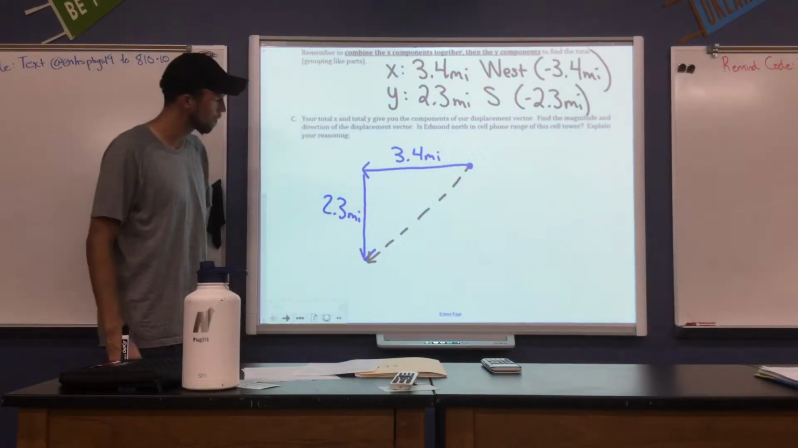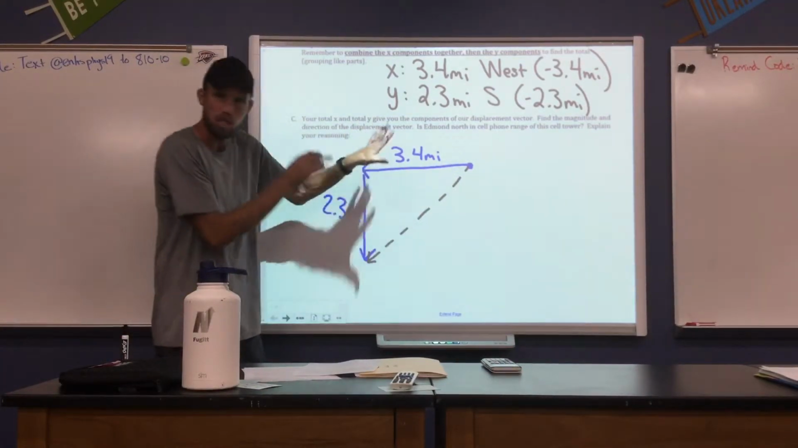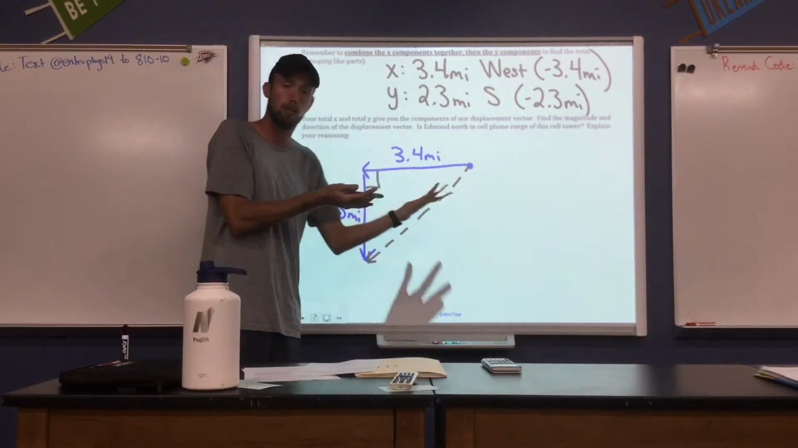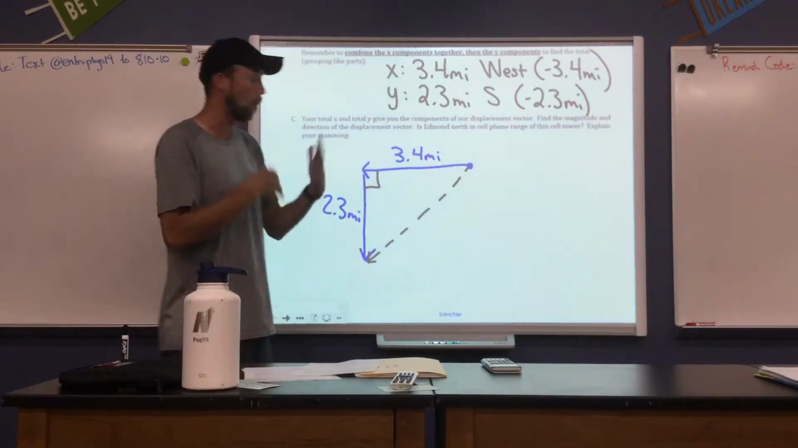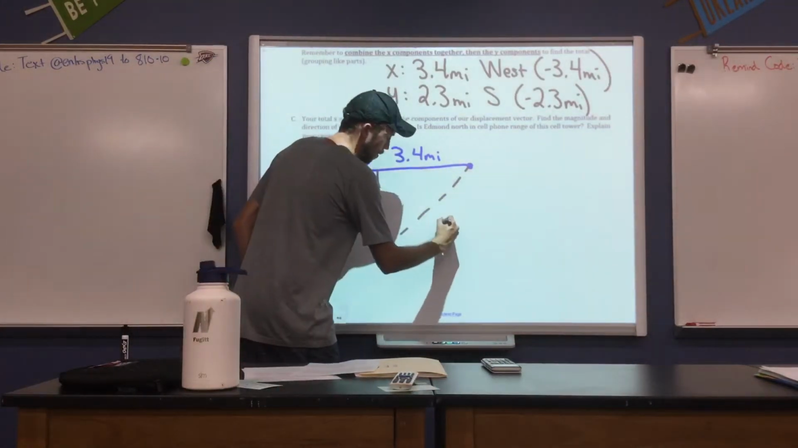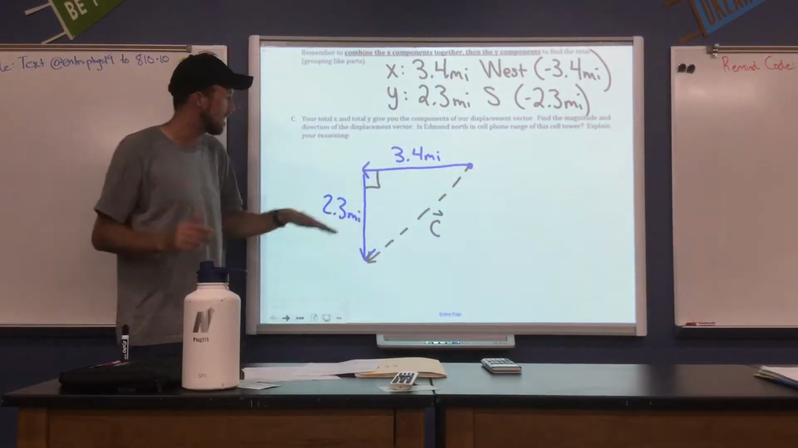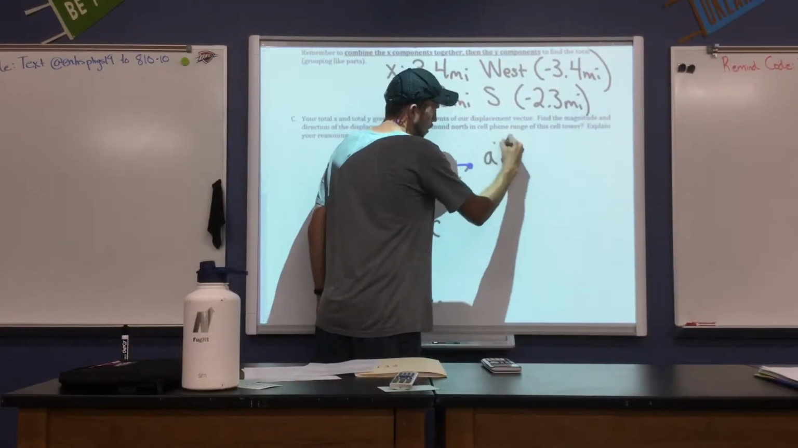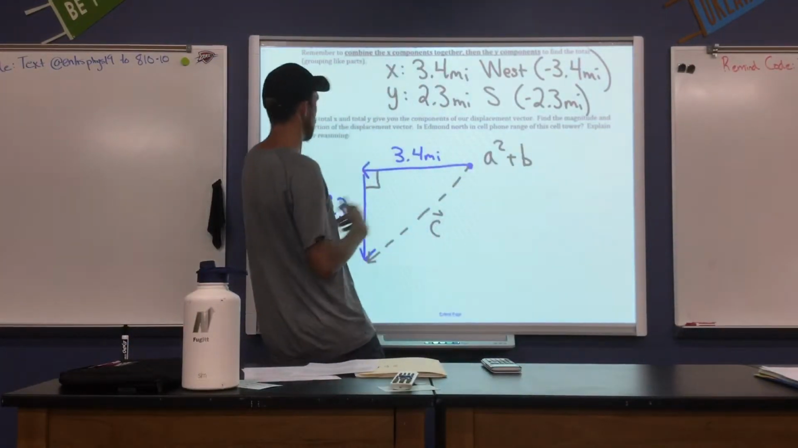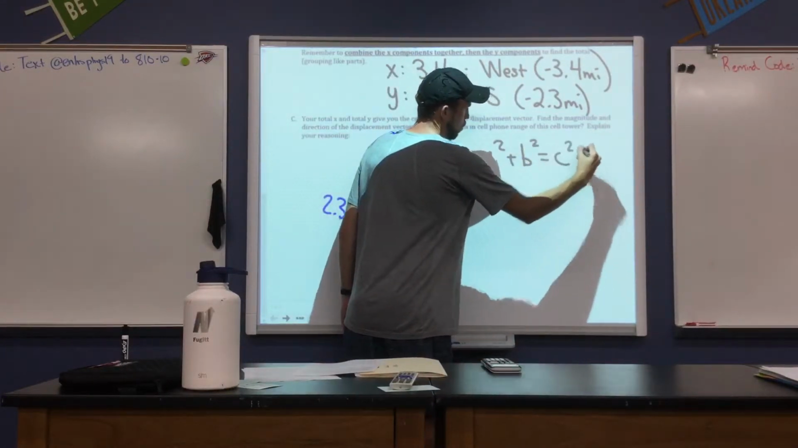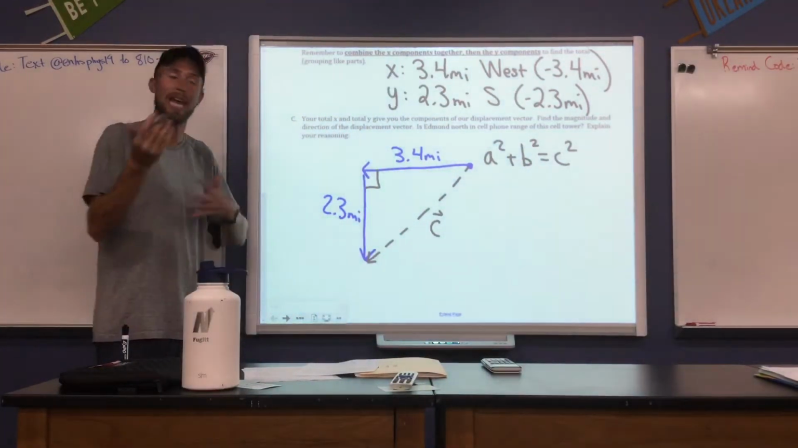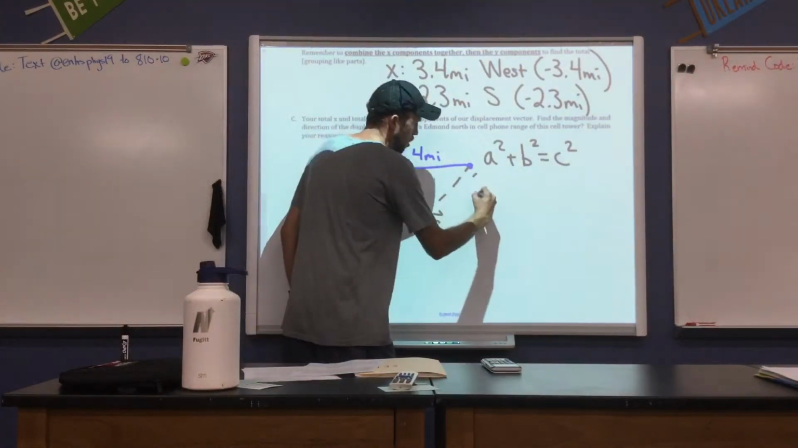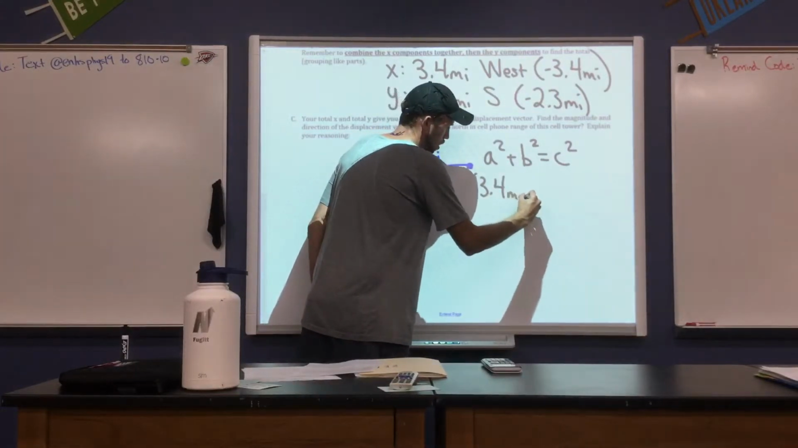Because this is a right triangle, or mostly a right triangle, I haven't drawn it perfectly here, we can use trig functions to solve different parts of our triangle. We can also use the Pythagorean theorem, which is what we're going to use here to find our hypotenuse. We'll call the sides A and B, and the hypotenuse C. So A squared plus B squared is equal to C squared. In this context, it doesn't matter what we call A and B. Those are just the two component sides of our triangle. We'll call A 3.4 miles.